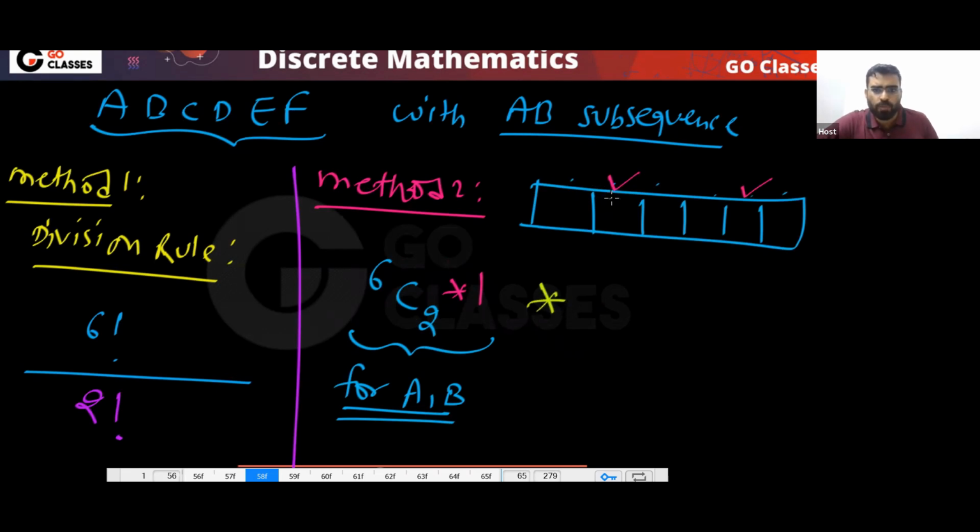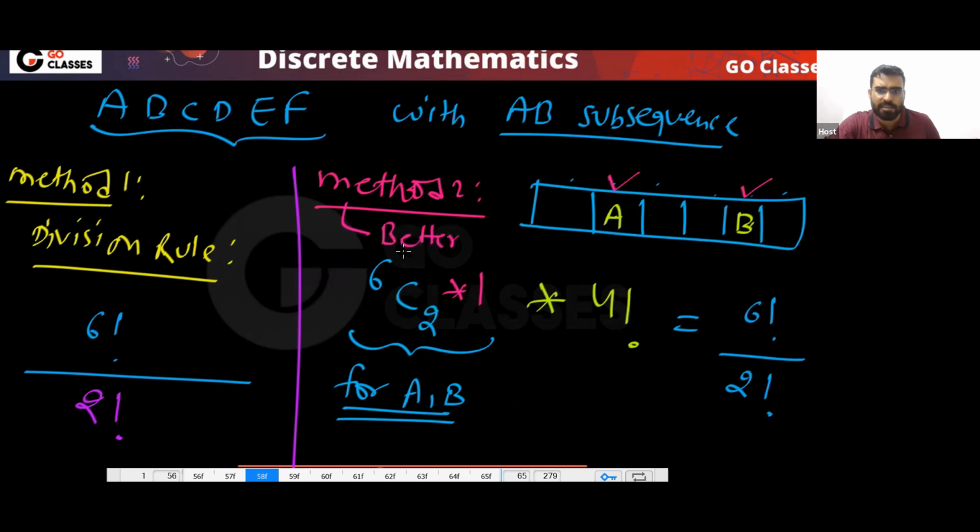First you select 2 positions for A comma B. After selecting these positions, they can be arranged in only one way. The remaining 4 people can be arranged in 4 factorial ways. So the answer is 6 factorial divided by 2 factorial. Both are the same. This method is better. Yes or no?